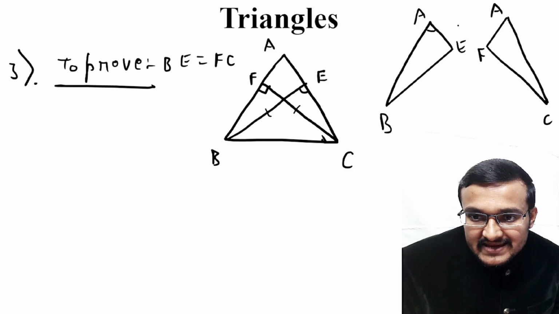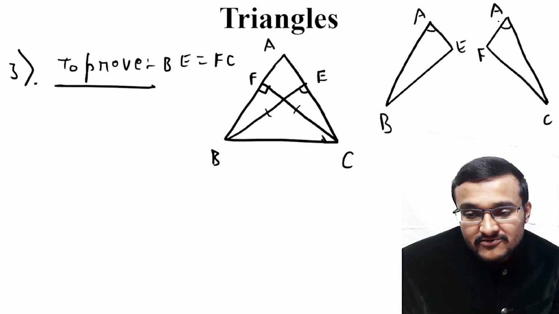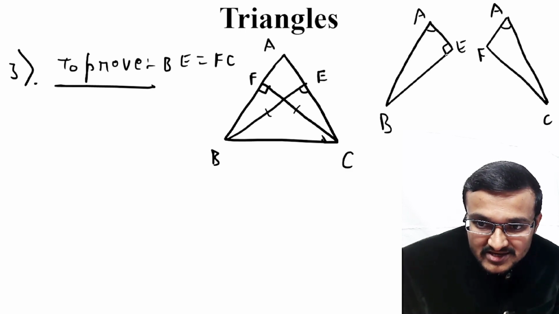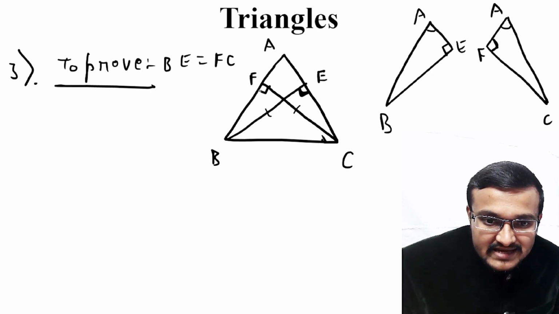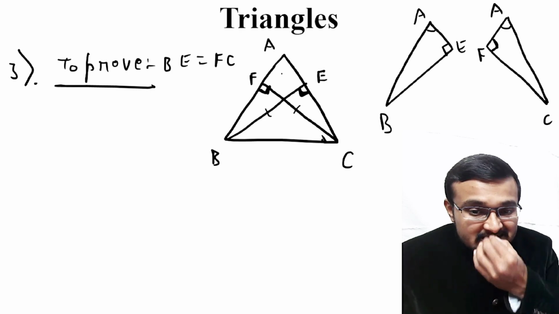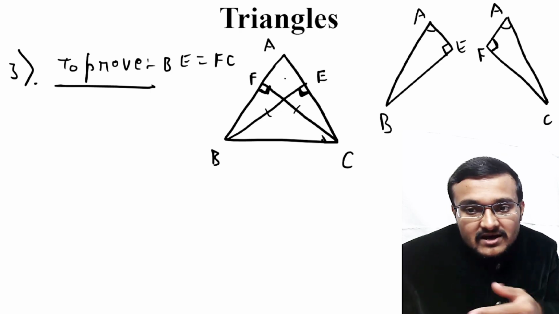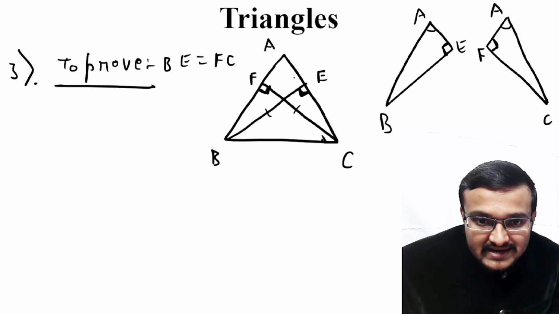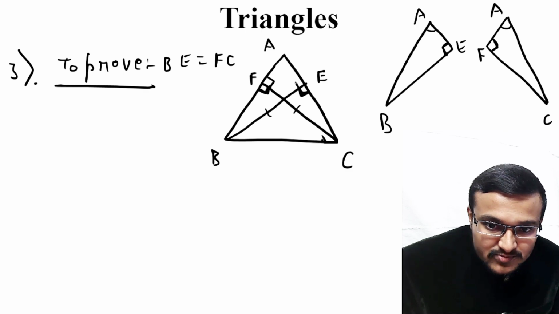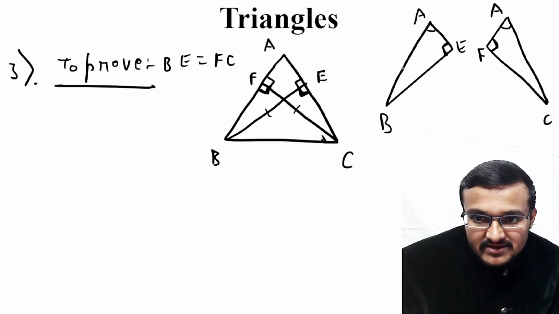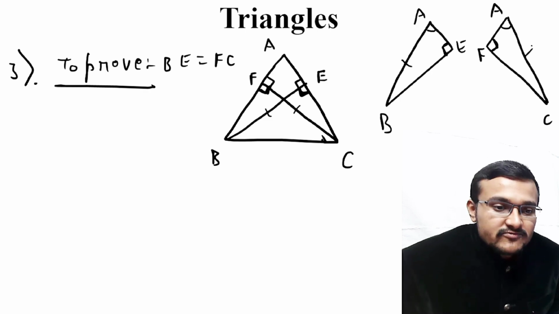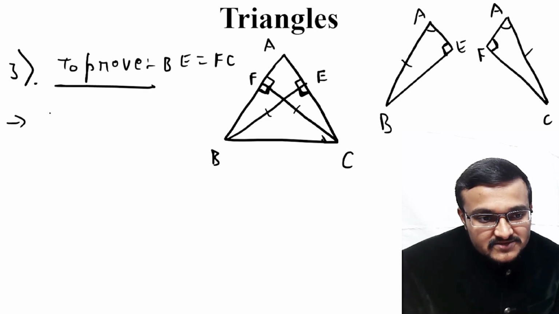So here A acts as the common angle for both of them, and this particular angle is 90 degrees in both of these cases, because on the other side they have already given that they are 90 degrees. So since AB and AC are straight lines, these two angles will also be 90 degrees. Now here AB is equal to AC. So we already got the solution for this.